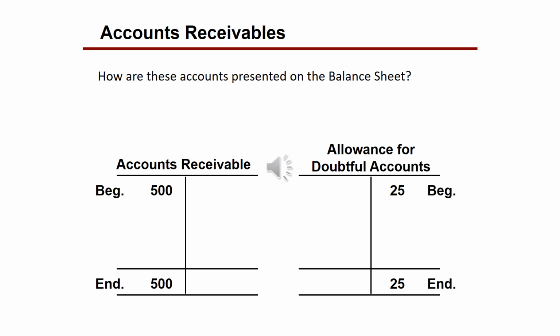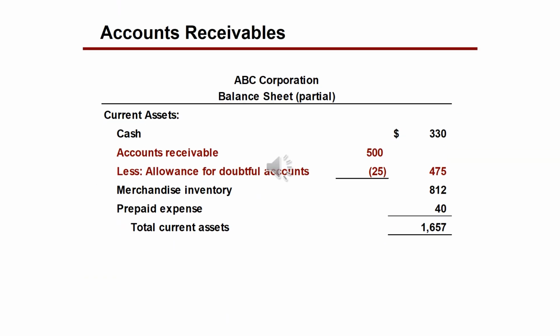So let's move on with this example step by step and see how we create these allowances and how they are presented in the balance sheet eventually, because that's the main purpose. Now, based on the beginning balances that we had in both the accounts receivable account and the allowance for doubtful accounts you saw in the previous slide, this is how it's going to look on the balance sheet.